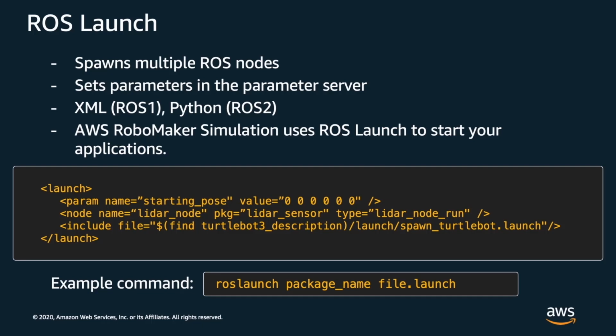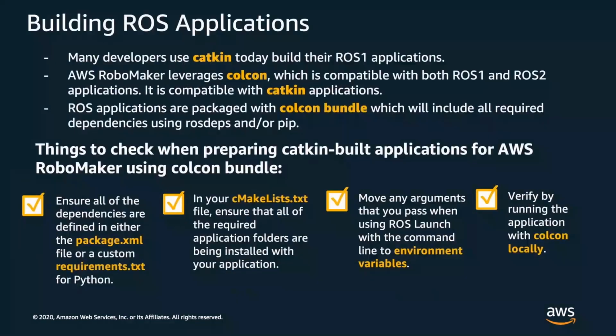In addition, we're using RoboMaker. You can run this ROS Launch command in a cloud-based simulation. Today, many developers use catkin, which is a collection of CMake macros, to build their ROS1 applications. ROS2 uses a different build tool, called Colcon. RoboMaker supports ROS applications that are built with Colcon and bundled with an extension of Colcon, Colcon Bundle.